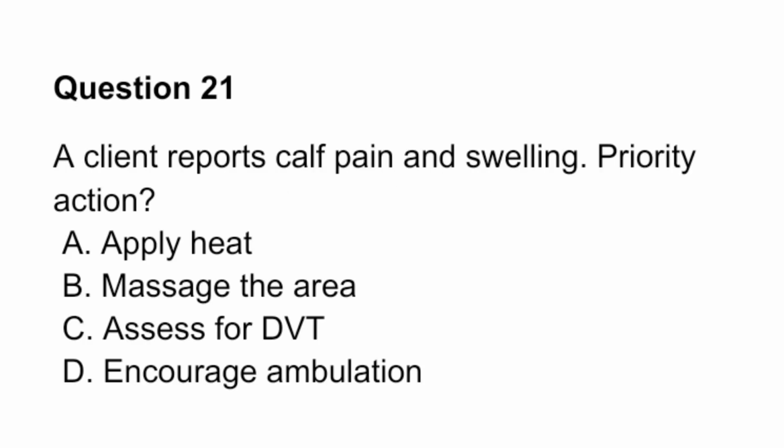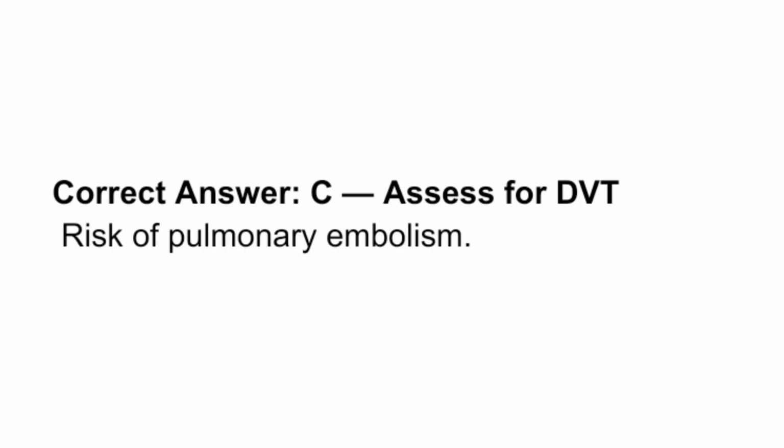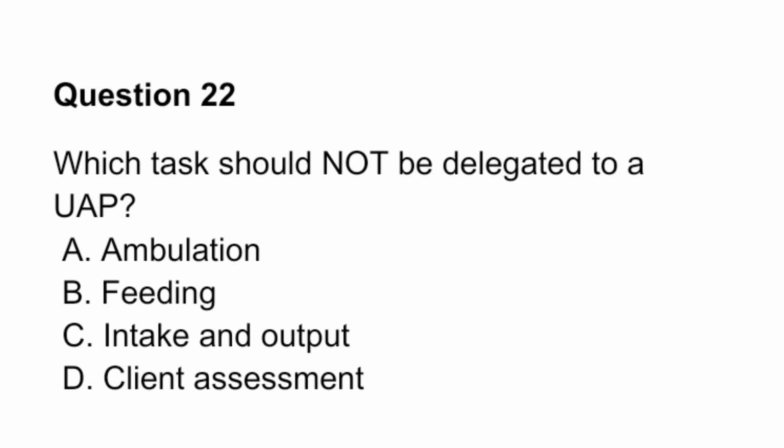Question 21. A client reports calf pain and swelling. Priority action. A. Apply heat. B. Massage the area. C. Assess for DVT. D. Encourage ambulation. Correct answer, C. Assess for DVT. Risk of pulmonary embolism.